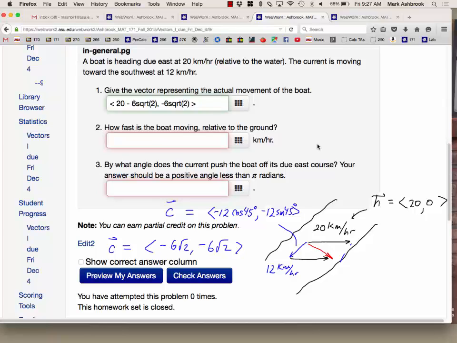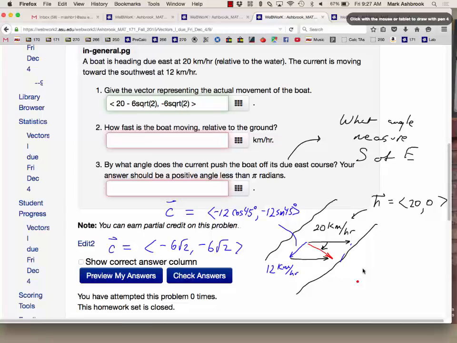What angle does the current push the boat off of its due east course? Your angle should be a positive angle less than pi radians. So what they're asking for is the positive angle south of east. What angle measure south of east, because that's how it's pushing. It's pushing it off to the south of east, right? How are we going to get that?